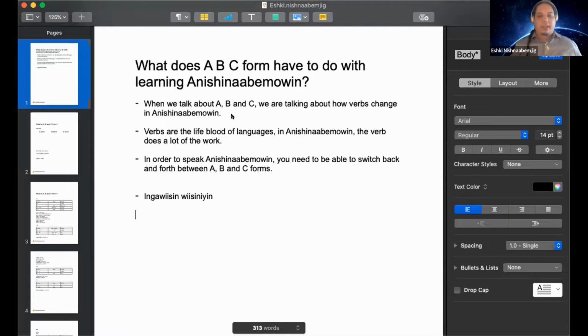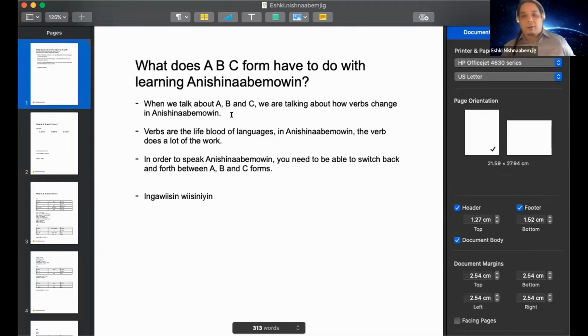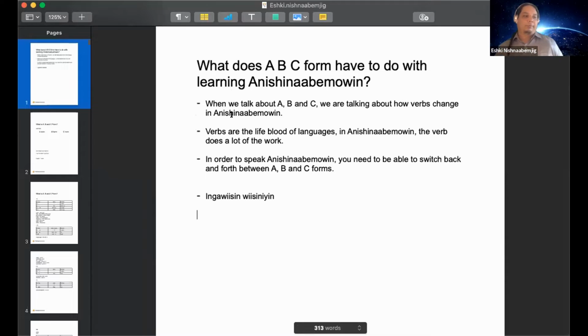All right, so when we talk about A, B, and C form, we're talking about how our verbs change, right? So Nishnaabemowin is very much a verb-based language, okay? You can get entire sentences without a noun, all verbs, all right? It's great. So when we're talking about A, B, and C form, we're talking about how we're changing the verbs around. All right, verbs are the lifeblood of any language, and in Nishnaabemowin, this is especially important because the verbs do a lot of the work, and all the little pieces that we put onto those verbs change the meaning just slightly. Okay.